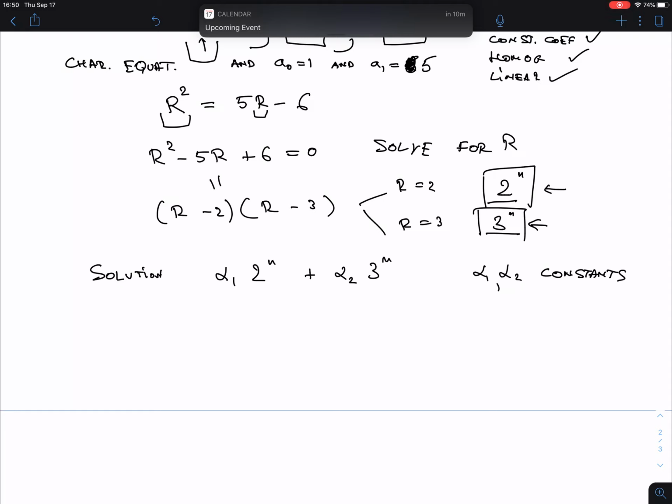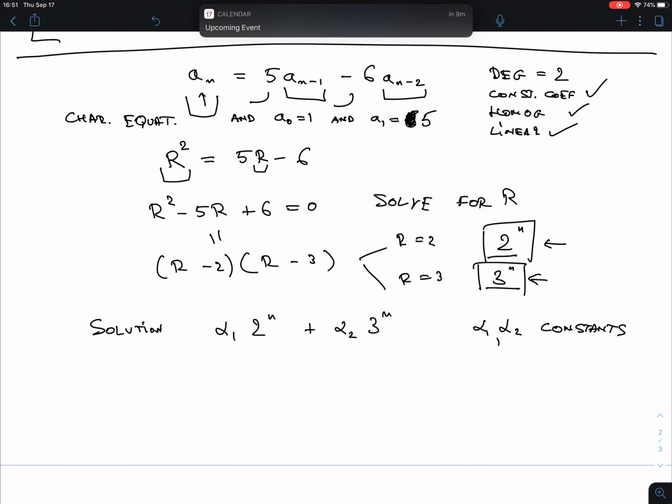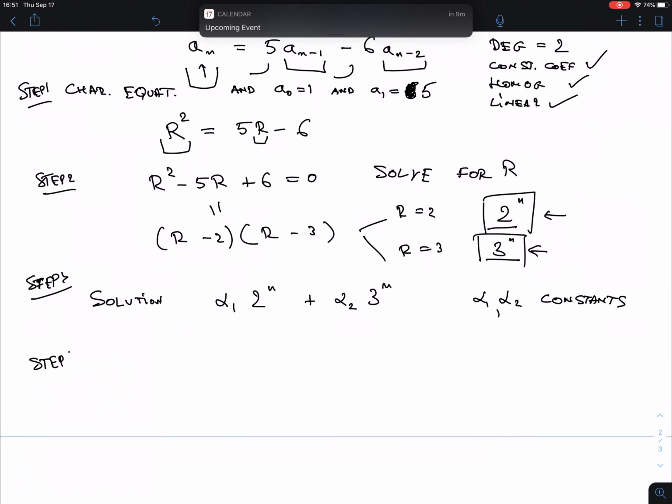You say, okay, professor, but what about alpha 1 and alpha 2? That's it? Just constants? No, they are particular constants. They are very, very specific constants, but we don't know yet what they are. How do we find the constants? I should have put this in steps. Step 1 was find the characteristic equation. Step 2 is solve it. Step 3 is propose a solution. And now step 4 is determine alpha 1 and alpha 2 using the initial conditions, because that's something we have not really used yet.